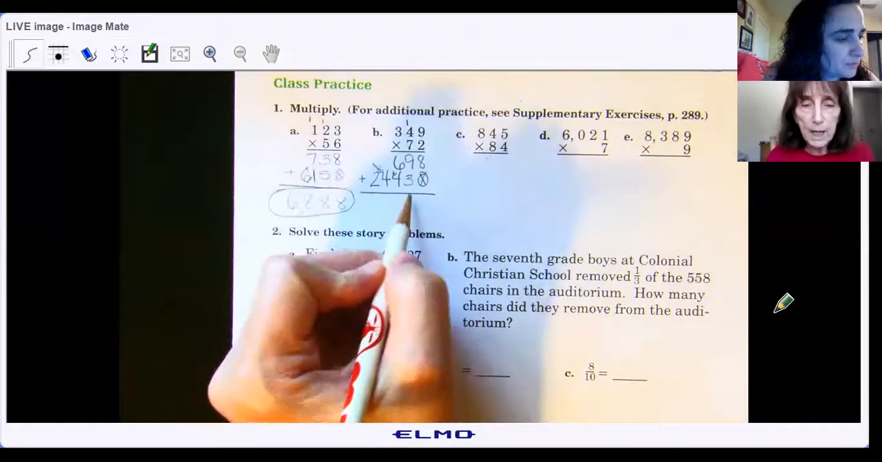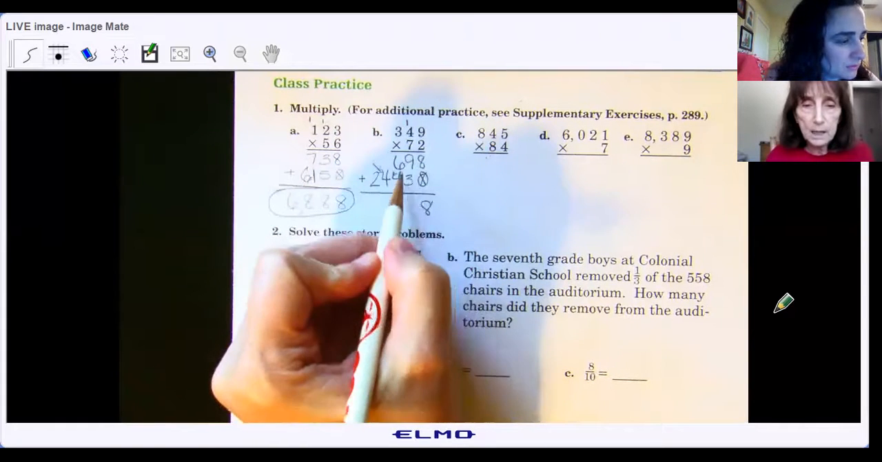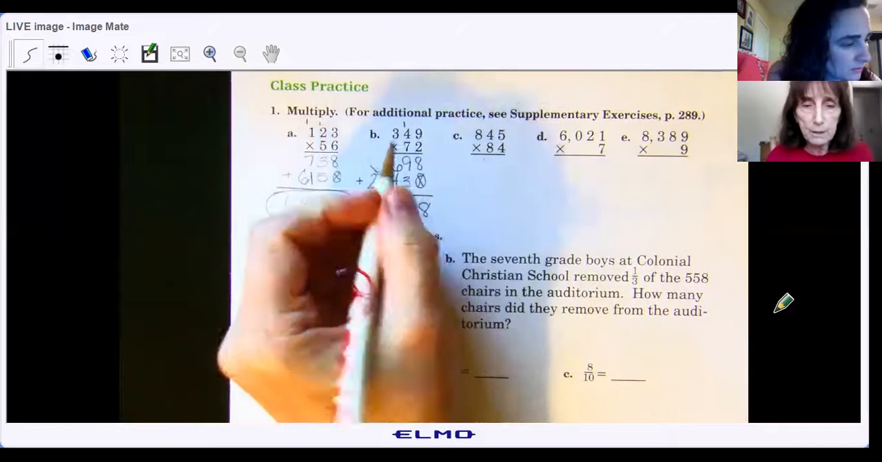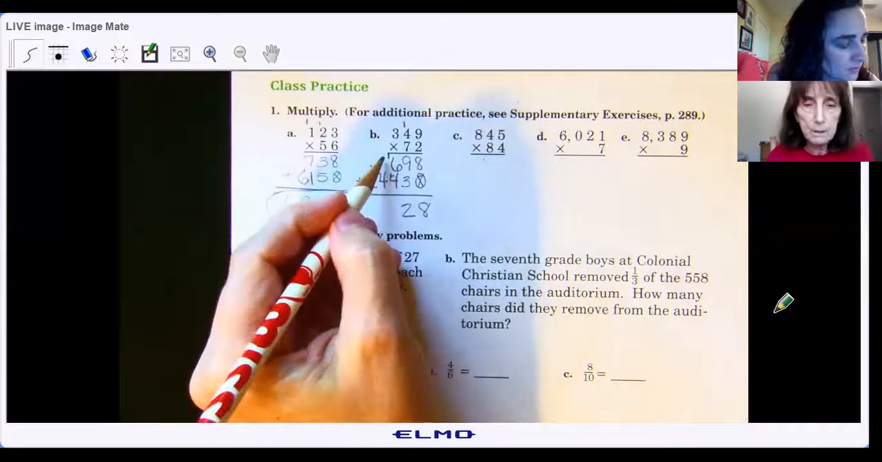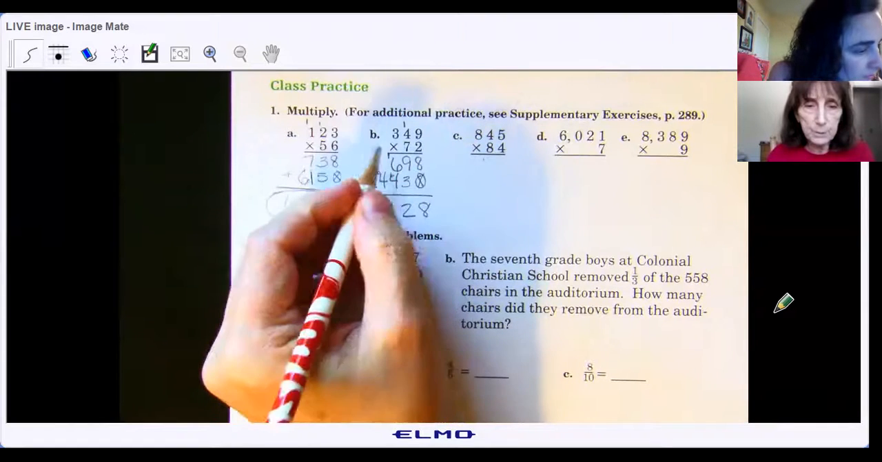Okay, so 8 and nothing is 8. 9 and 3 is 12. Put your 2 down, carry your 1. 6 and 4 is 10, and 1 is 11. Put down your 1, carry your 1.